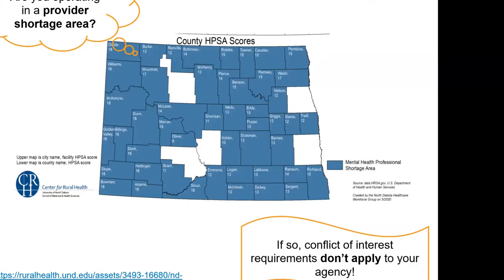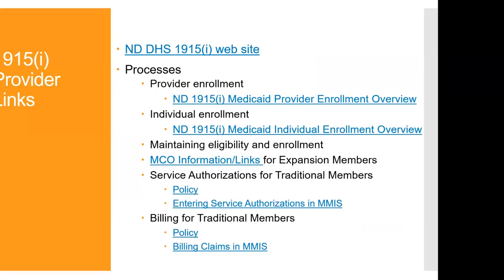All right. So next slide. So that's the conflict of interest policy. Next slide, please. I think this is our summing up slide. This is just a number of provider links that you might want to bookmark: the state's website, the provider enrollment overview, the state's training on agency provider enrollment overview, and then individual provider enrollment overview. You've got information on the MCOs and expansions for your expansion members. You've got the eligibility tracker, which Ambrosia sent out. That helps you track what people's Medicaid numbers are, whether they're traditional or expansion, and the other information that you're going to need as we move forward into billing.